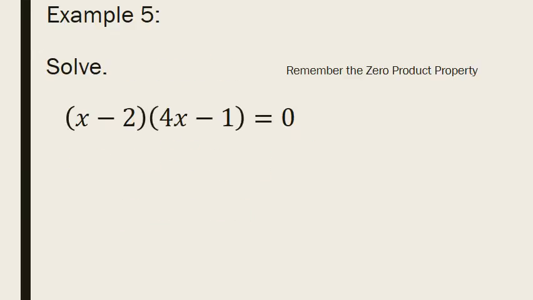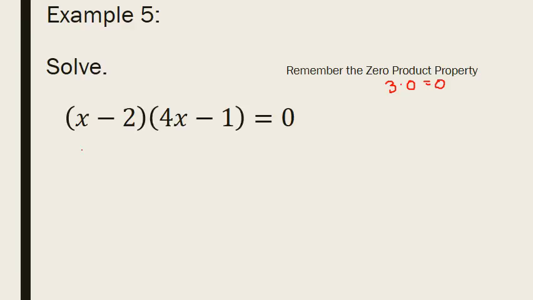Next one, example 5. Now we're going to solve. Notice we've got an equation here. We're going to solve this. And remember, it says, remember the zero product property. So the zero product property, if you remember that from the beginning of the year, that means any number, let's just say 3 times 0 equals 0. So that means any one of these sets of parentheses can equal 0 for this equation to equal 0.